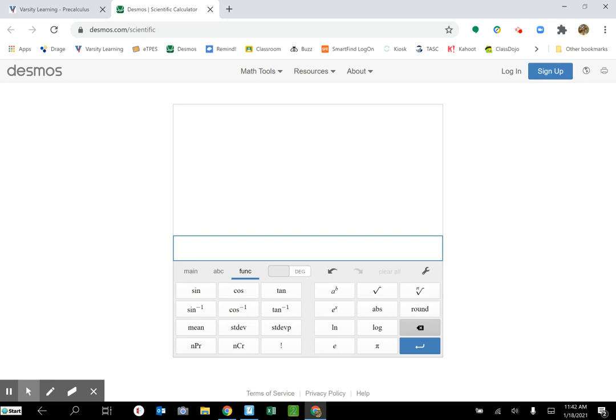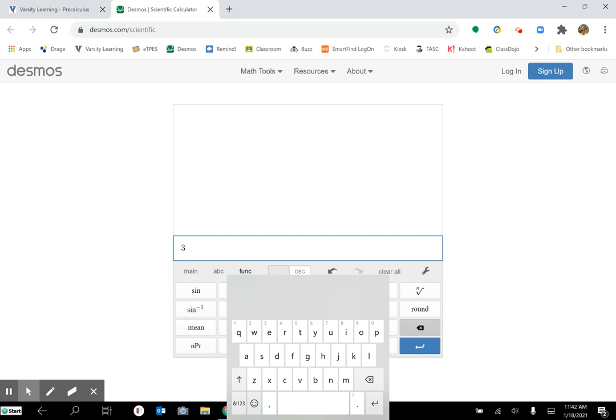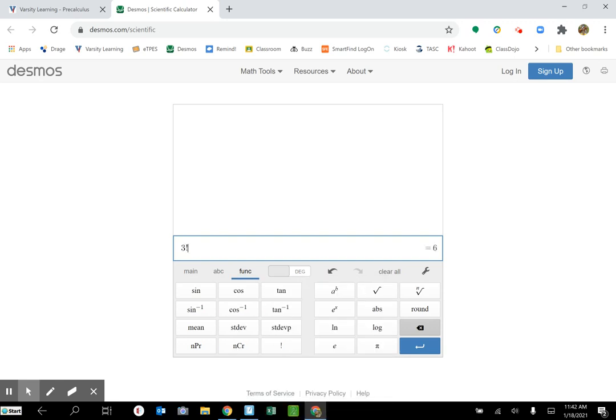Anyway, 3 times 2 times 1 is just 6. So if I go back to main and I go to 3 and then function, hit that guy, there's your 6 right there. Okay, so that is how that works. It is in the calculator. If you don't have the Desmos app on your phone, it is an app, by the way, I should put it on your phone if you haven't already at this time of the year.